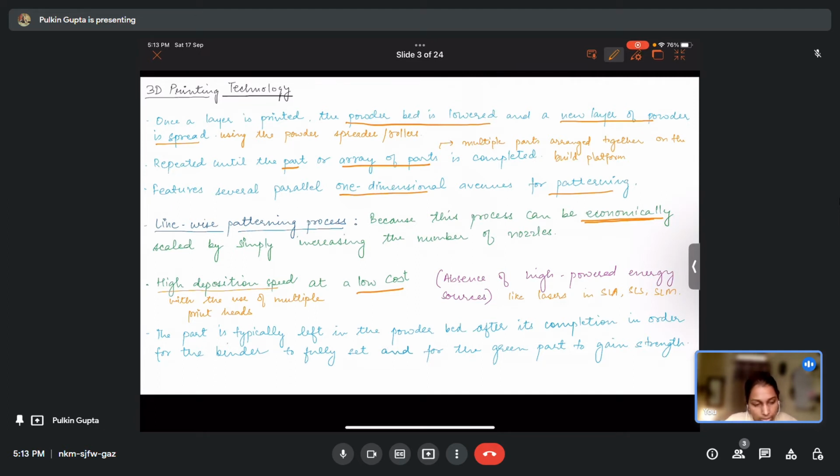So the part is then typically left in the powder bed after its completion in order for the binder to fully set and for the green part to gain strength. When your part has been printed, it is deliberately left in the powder bed for some time. In that time, your binder particles will hold your powder particles even more strongly, and it will set and fuse the particles together.